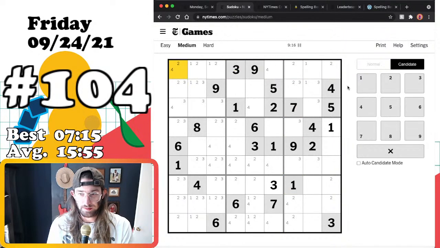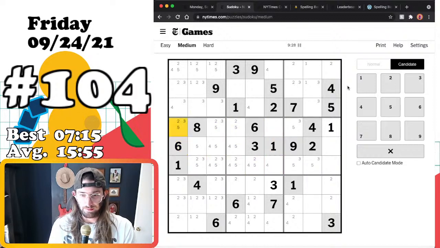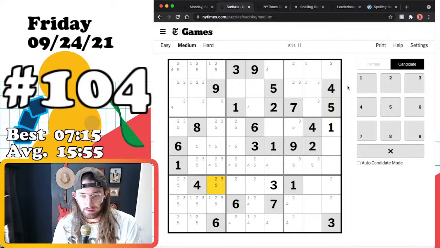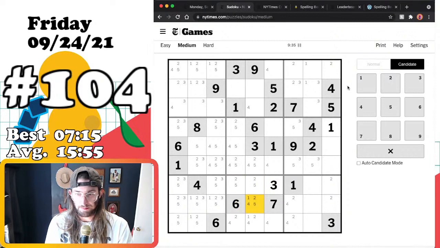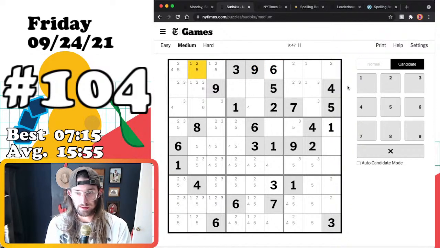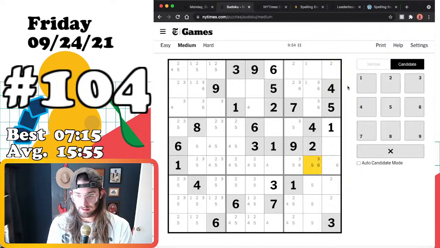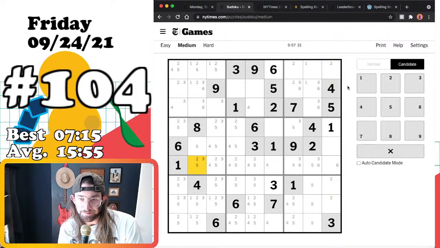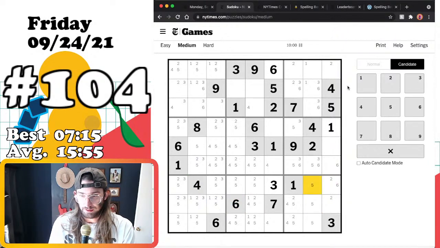All right, five can only go in this top column, a row. Five can go in any of these cells. What's up, Joe? All right, 6 can go up here. 6 can only go up here, meaning that this can't be a 6. All right, and then 6 can only go in here. So then this is 6. 6 is down there. 6 can only go up here.